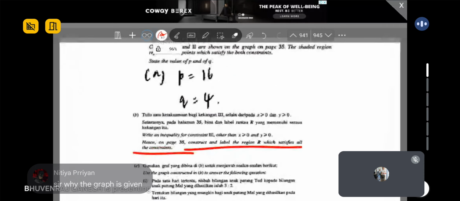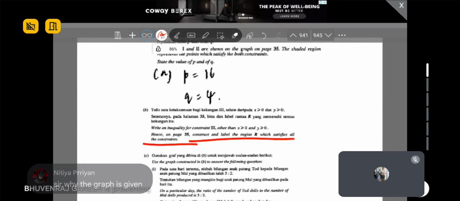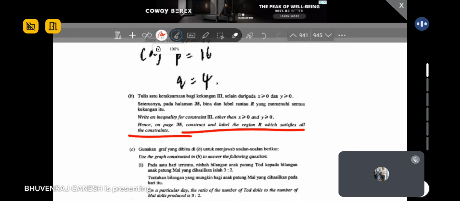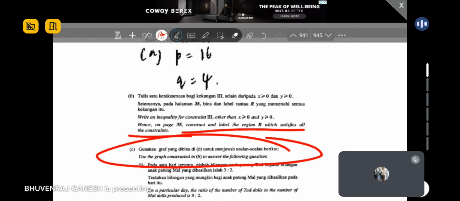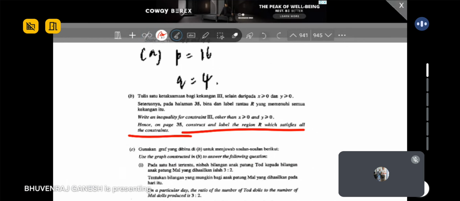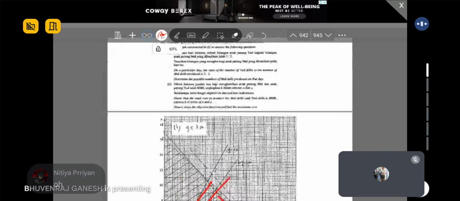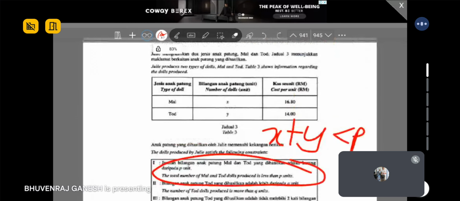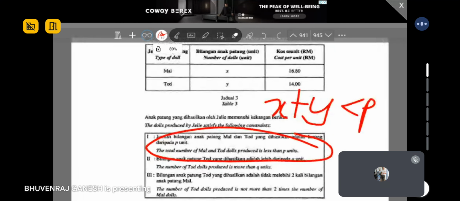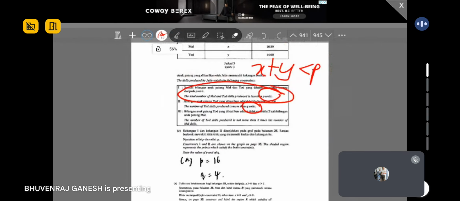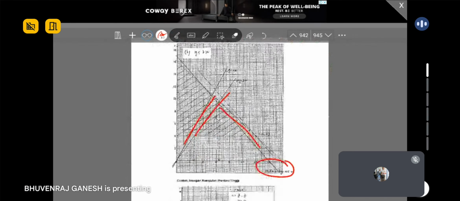And then for question B, can you see this? Use the graph constructed in B. Because over here, how will you know your P value? How do you get your P and Q here? You don't know, right? It means definitely the graph is already given. That's the point over here.